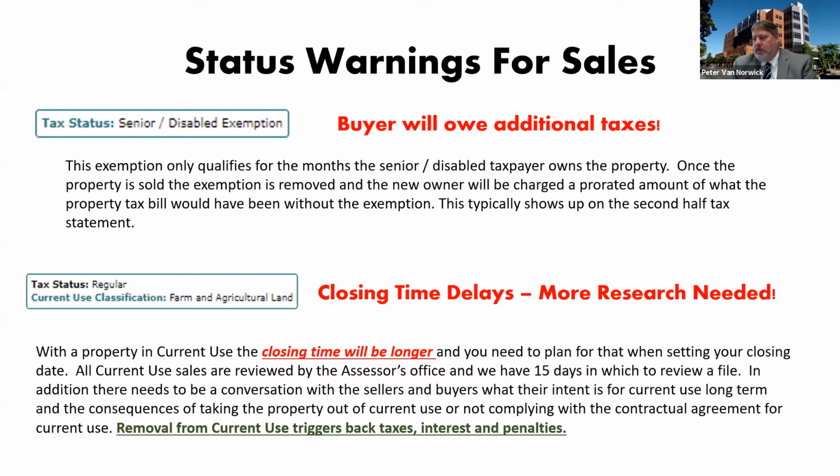So anytime you see that farm and ag, need to do a little research and really kind of push out those closing times, because we do get a lot of calls with people wanting to do a fast close on something that's in current use. And it just makes everyone look bad when people are expecting a 30-day close and it ends up being a 45 or 60-day close.